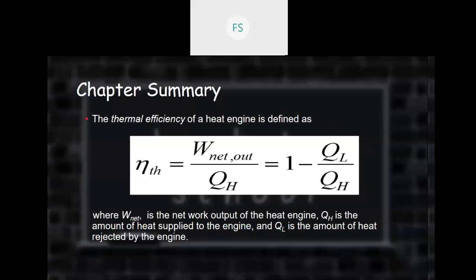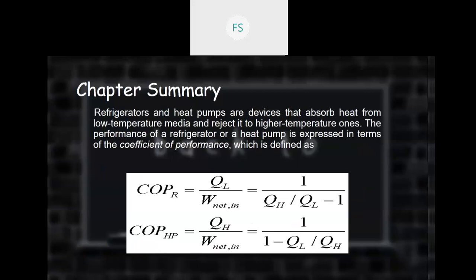The thermal efficiency of a heat engine is defined as 1 minus QL over QH. This 1 minus QL over QH is for an irreversible heat engine, a real heat engine. Then for the COP of a refrigerator and the COP of a heat pump, the performance equations are shown in the slide.